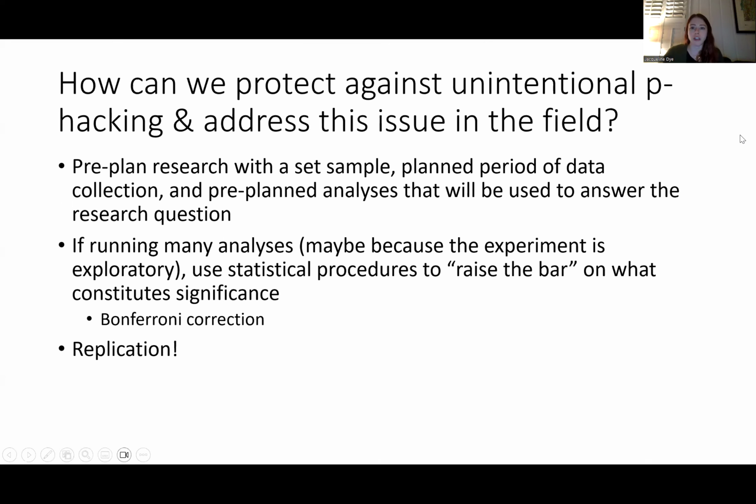How can we protect against unintentional p-hacking and address this issue within the field? So the video talks about this, but pre-planning research with a set sample, planning a period of data collection. So we know we're going to start collecting data on June 1st, and we're going to stop on October 31st, and whatever data we get in that period of time, that's what we're going to use. We're not going to extend it any longer than that. We can also use pre-planned analyses that will answer the research question.